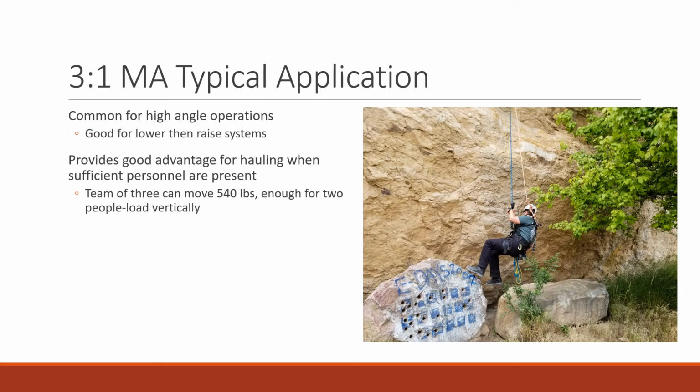So 3-to-1s are very good for high angle operations. So any kind of raise then lower or lower then raise, you're going to want to think of 3-to-1. It's probably going to be more of what you're looking for. Gives enough advantage when you have enough people. So a team of 3 can move a 2-person load vertically pretty comfortably. If that gets smaller though, you don't have 3 people available to be your haul team. Start thinking about an upgraded system or taking some friction out of it, make some improvements.